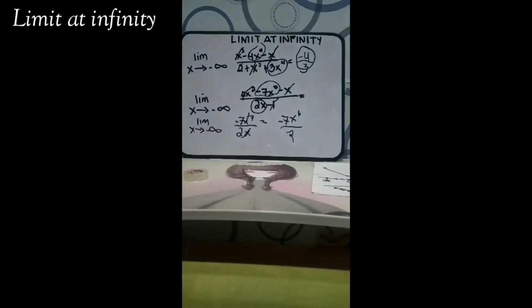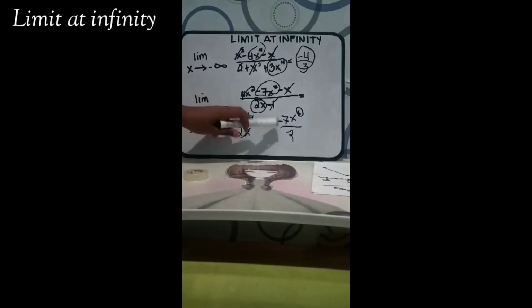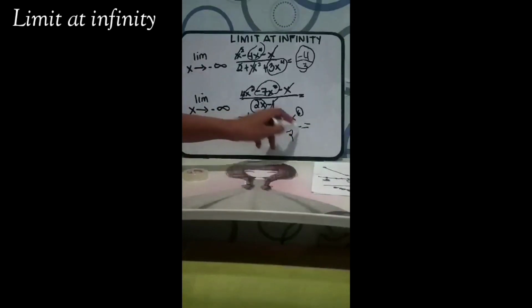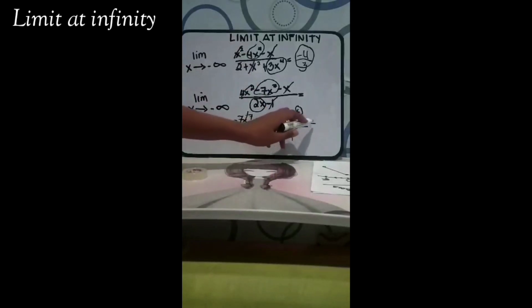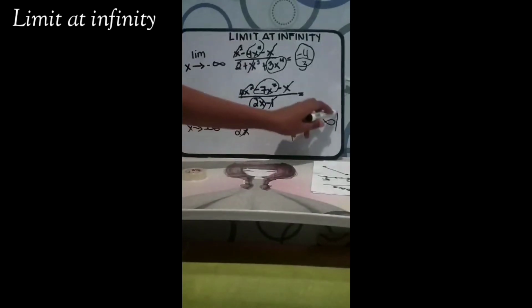Tapos, ang gagawin natin ay even number yung exponent niya. So, ang even number natin ay magiging positive infinity. But, we have here the negative sign. So, magiging negative infinity. Ayun yung magiging sagot natin.